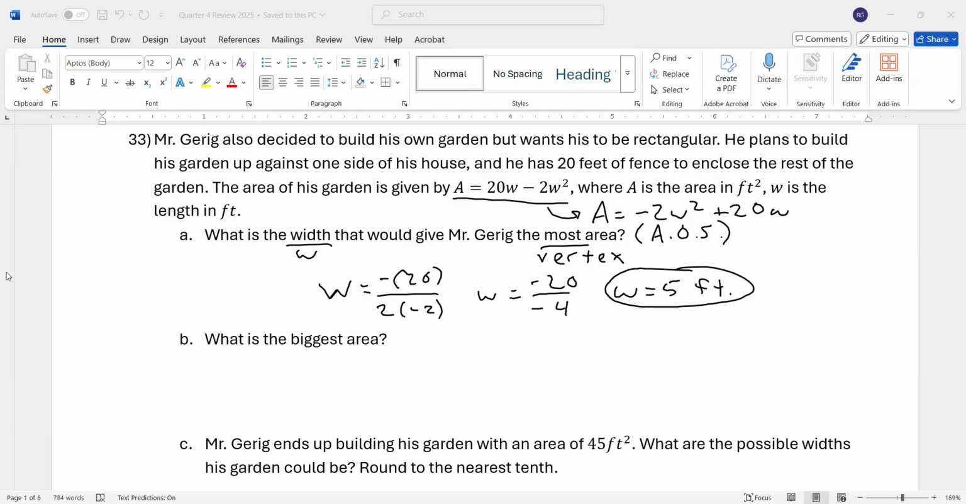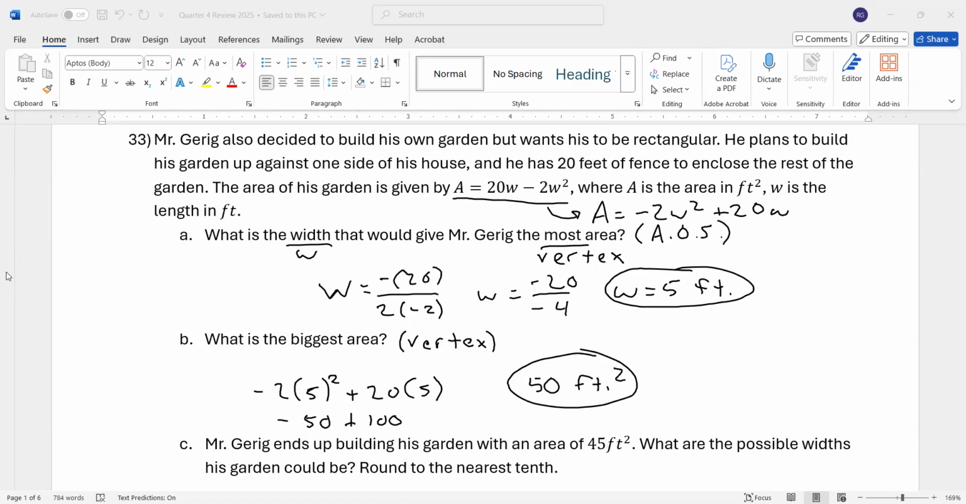Okay, so what is the biggest area? So I'm going to take that and plug it back in. Again, we're talking vertex here. So negative 2 times 5 squared plus 20 times 5. 5 squared is 25 times negative 2 is negative 50. 20 times 5 is 100. Negative 50 plus 100. The biggest area would be 50 square feet. That would be the area of that garden if I made the width 5 feet.